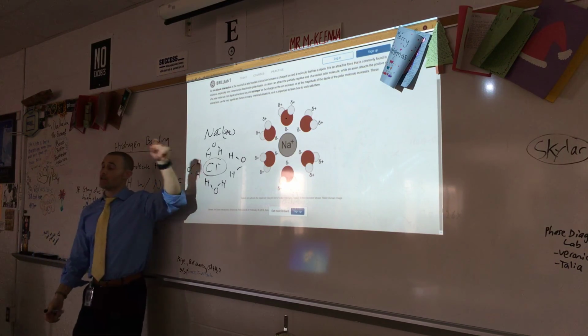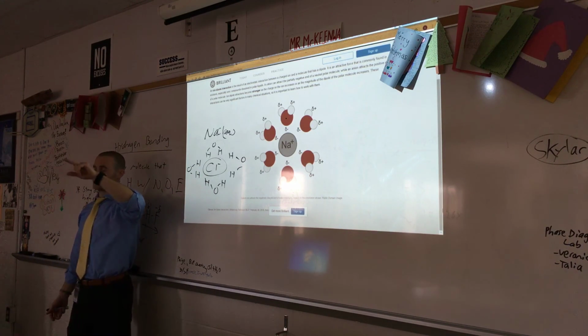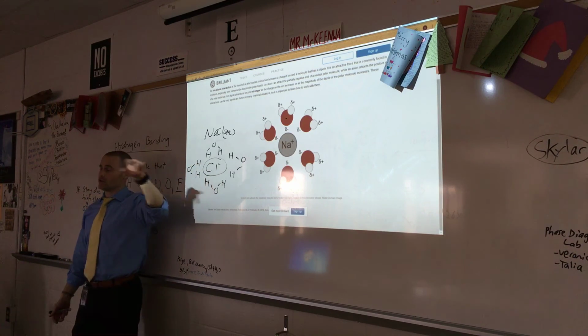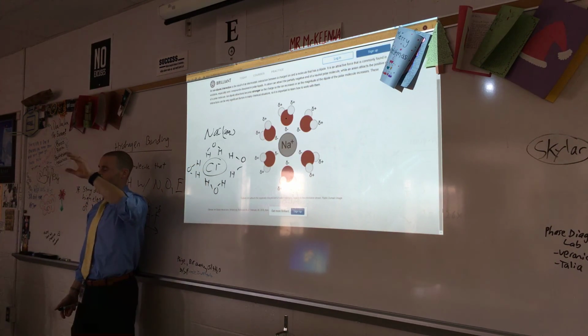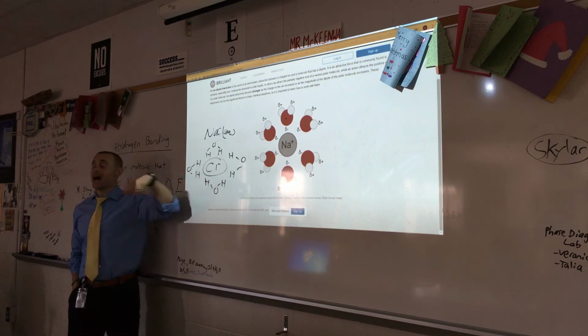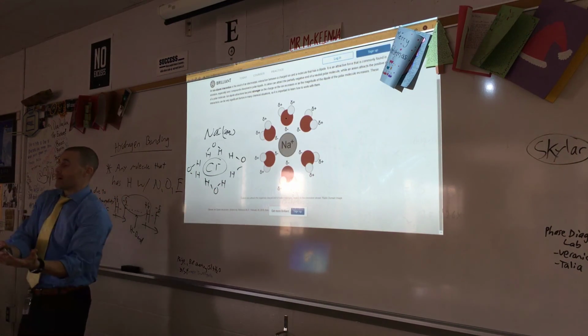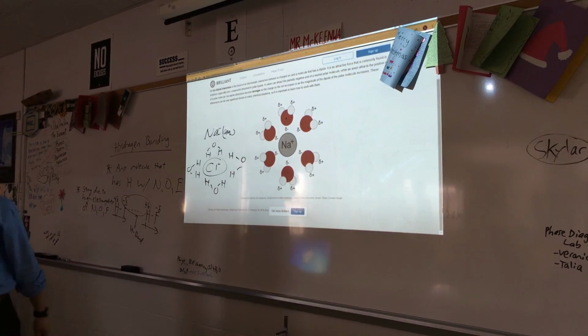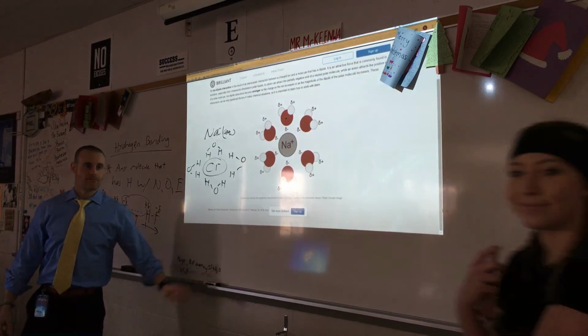But it is a strong enough force, stay with me, right to the bell, stay with me. It is a strong enough force, hold on, give me 10 more seconds, finish my thought. It's strong enough to allow the salt to dissolve. If it wasn't attracted, it wouldn't dissolve. Like dissolves like. All right, that's it.